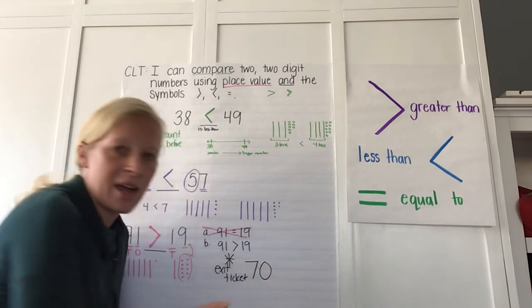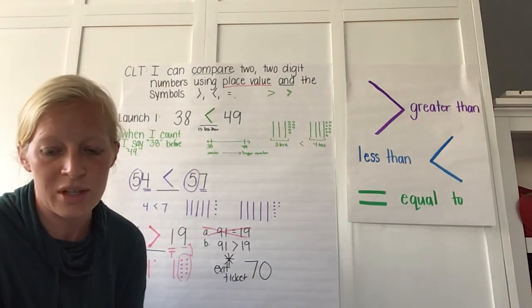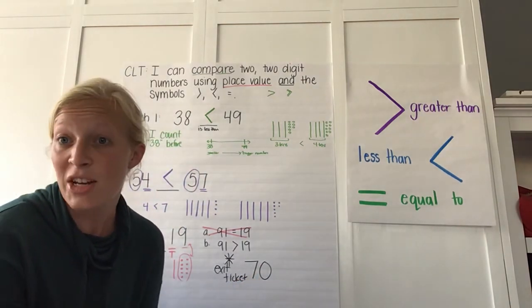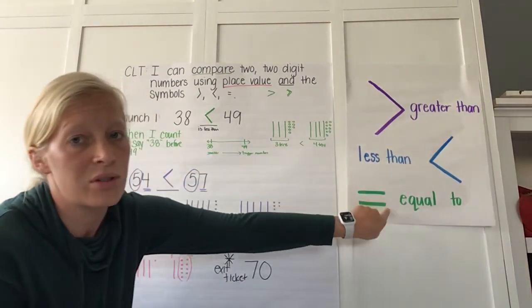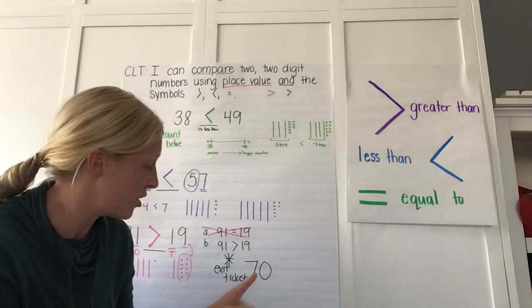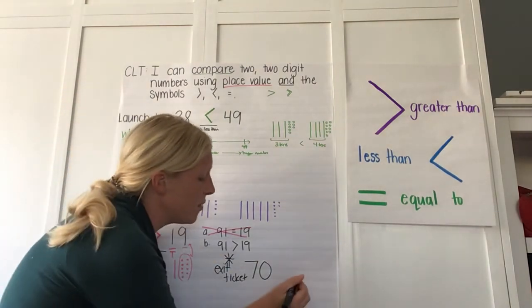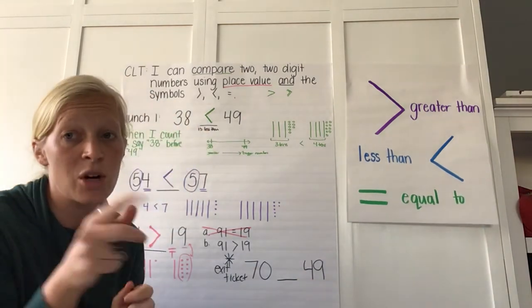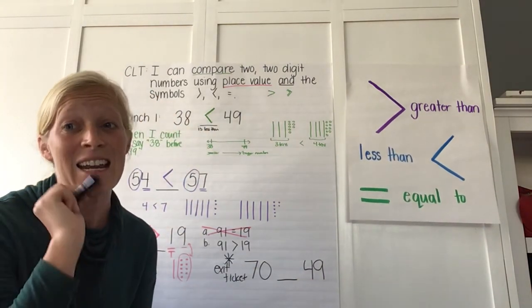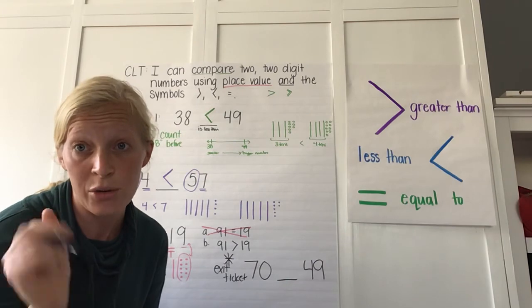Okay, remember, I want you to show this to your teacher. Send a picture of it. How would you use these symbols to compare these two numbers? So 70 is our first one. 49 is our second one. And don't forget, second grade, I need you to show me how you know.